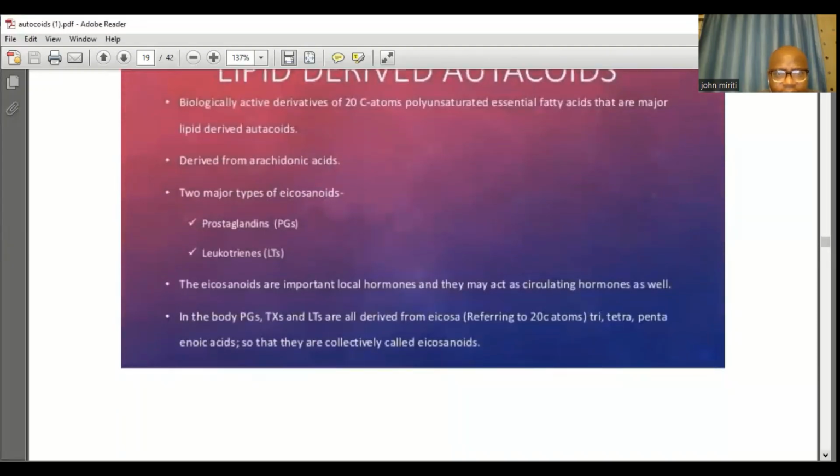The eicosanoids are important local hormones, and they act as signaling messengers in various parts of the body. They can work locally and they can work very far from the site in the body. Prostaglandins, leukotrienes and thromboxanes are all derived from 20-carbon fatty acids, and they are called tri meaning 3, tetra meaning 4, and penta meaning 5 enoic. So they are collectively called eicosanoids.